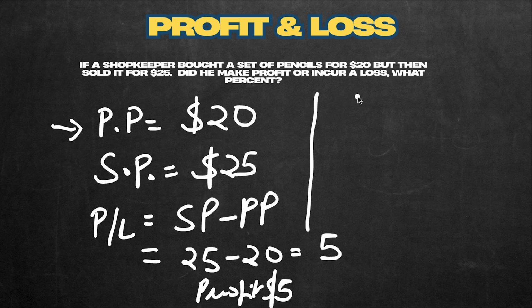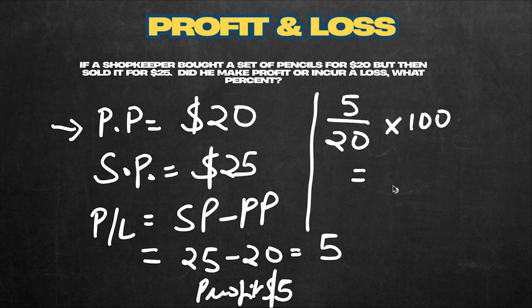So it will be $5 over $20 times 100. That's the percent, which will be equal to how much? It will be 25%, right? So the shopkeeper made a profit of 25%.